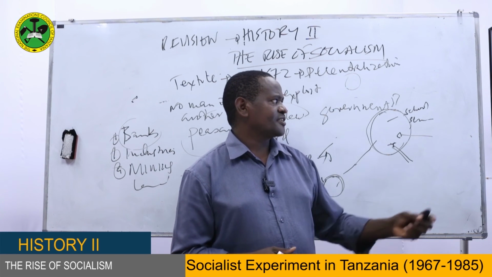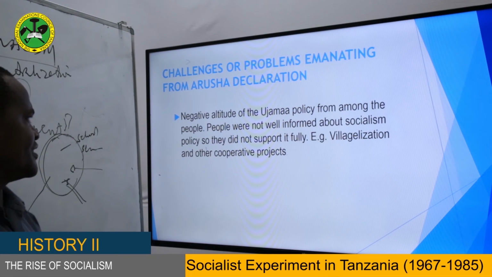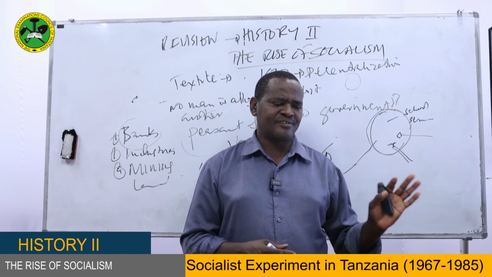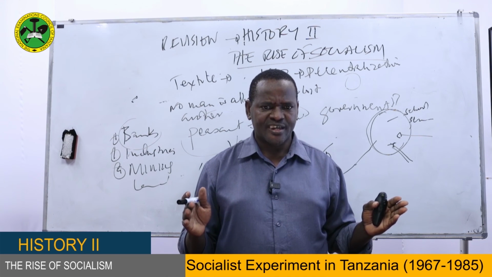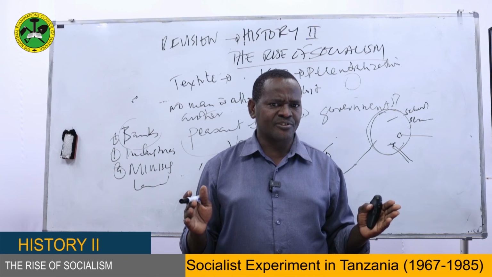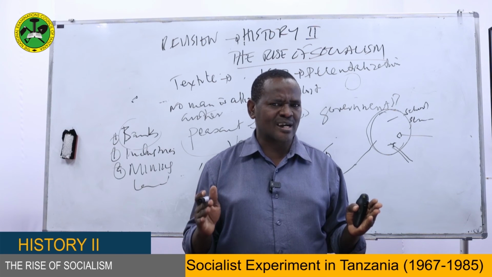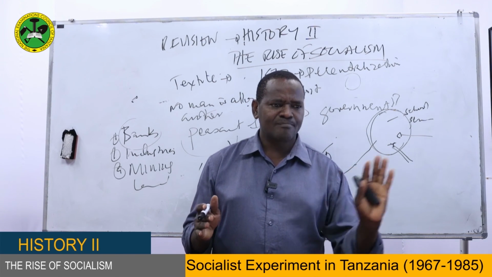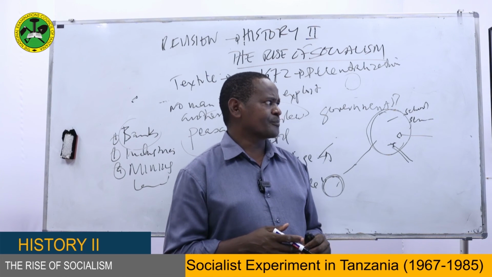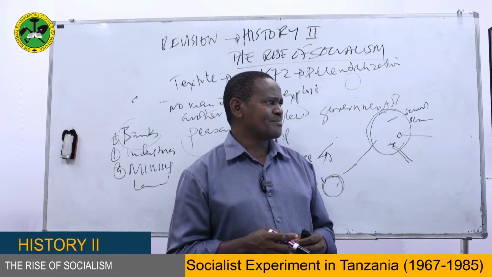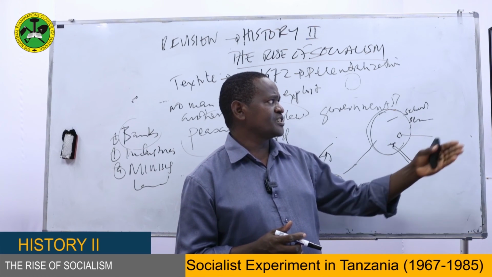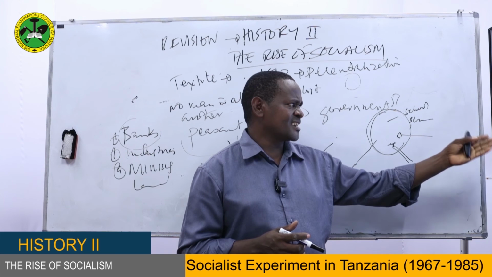Another point here is the negative attitude toward Ujamaa policy from among the people. Some people had a negative attitude toward Ujamaa. In fact, some people were preaching socialism at the podium, but when they went back at night, they were pure and typical capitalists. So you can see, as we said earlier, socialism is a belief, but this was different to some people. So the negative attitude toward Ujamaa policy from among the people also became one of the challenges, one of the problems which faced the Arusha Declaration.